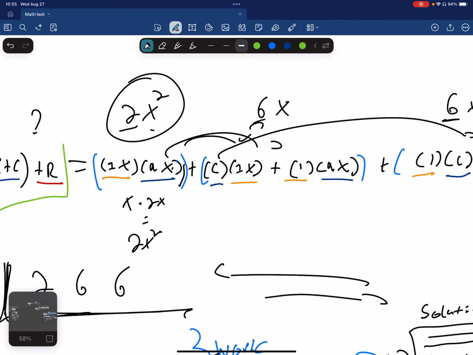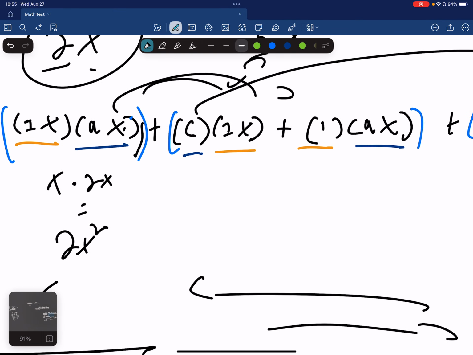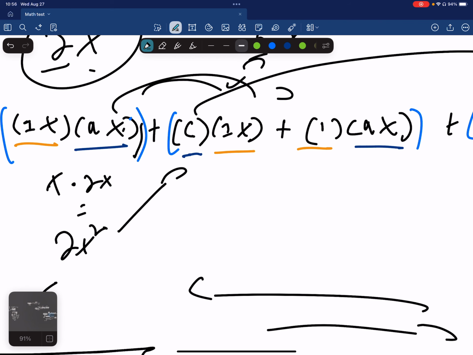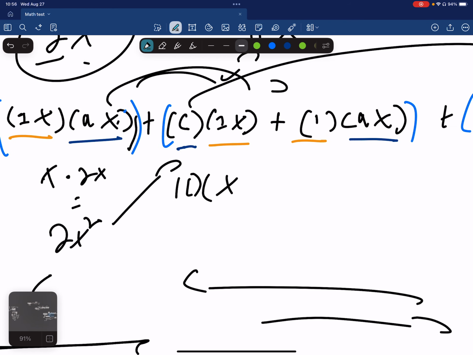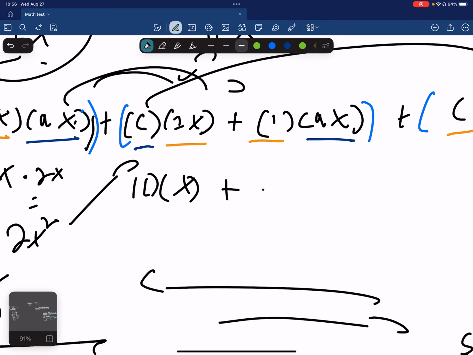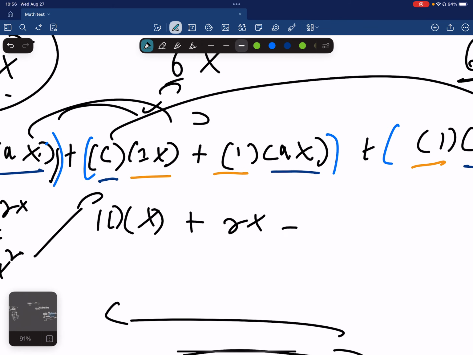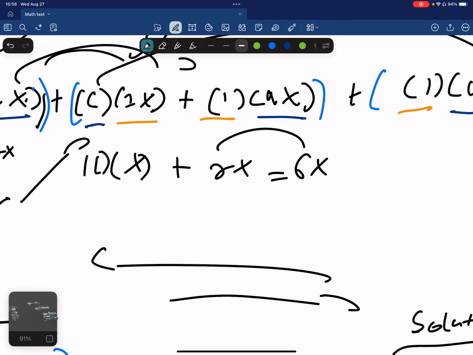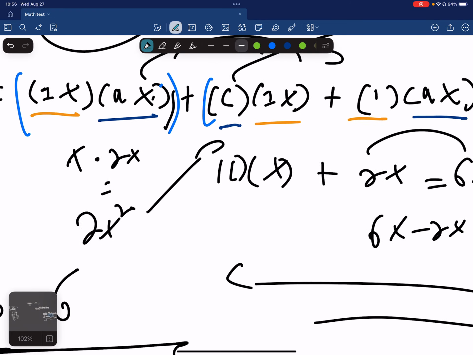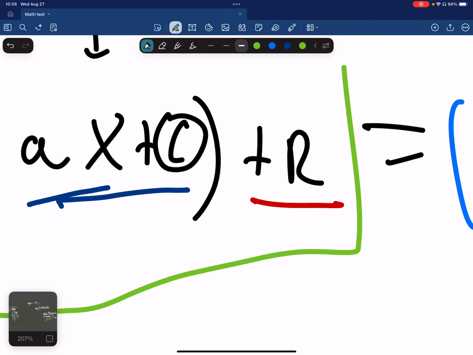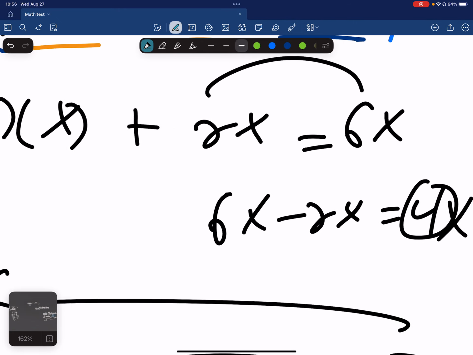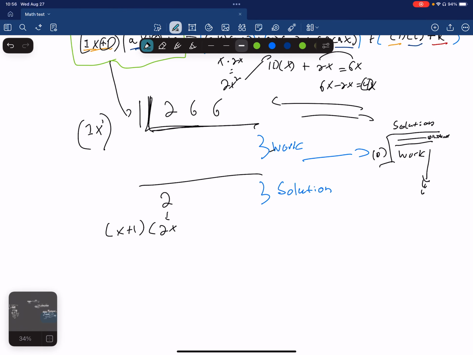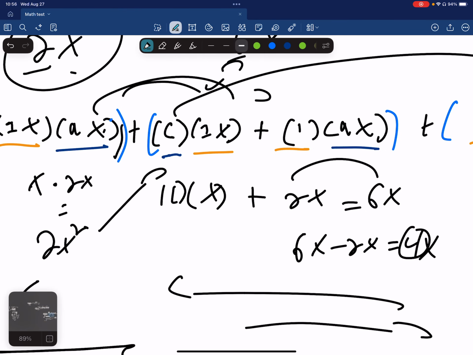Now let's try to find 6x. We are missing one variable now, which is c. So we know that x multiplied by c plus 2x is going to equal 6x. In this case, the simplest thing we can do is subtract the 2x. So 6x minus 2x is equal to 4x. So now we found what the c term must be, which is 4, in order to be multiplied by x and get 6x.